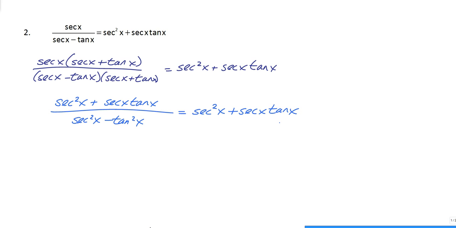Now, the numerator is the exact same thing as what's on the right. And the reason why is because this guy right here is a Pythagorean identity. Secant squared x minus tangent squared x is equal to 1. So you're finished. That's your last step. So we have secant squared x plus secant x tangent x, and that's equal to the exact same thing. So we're good.